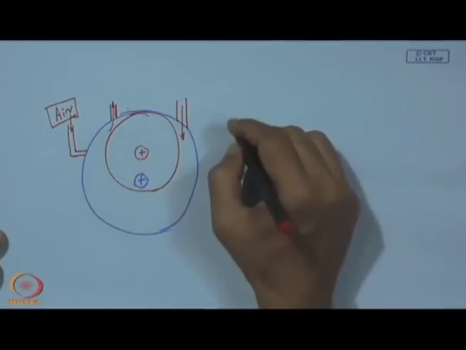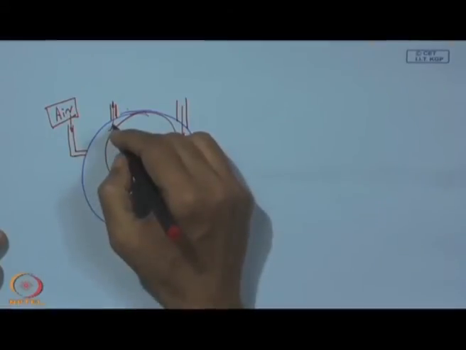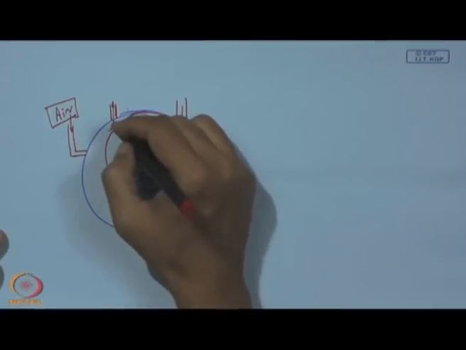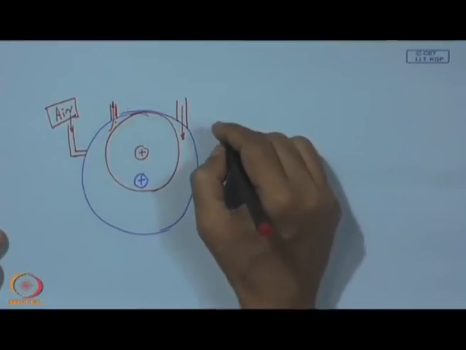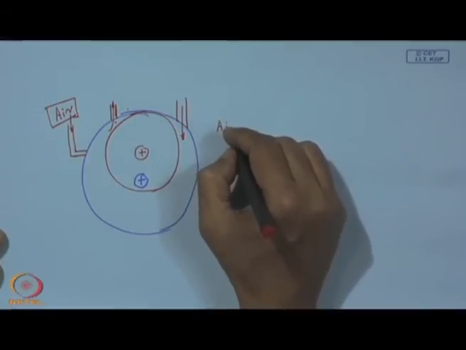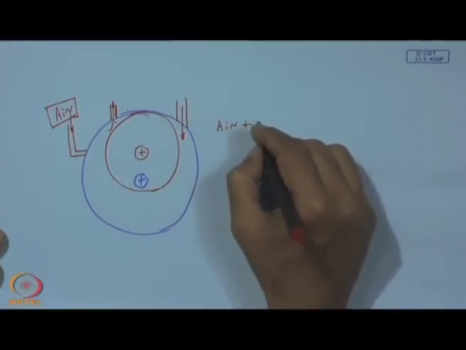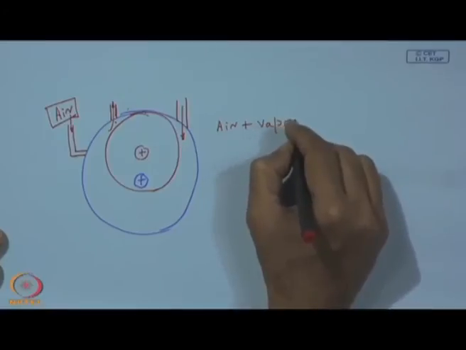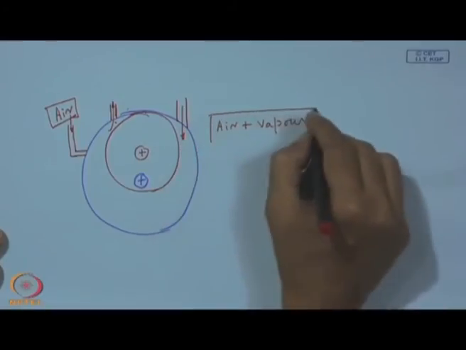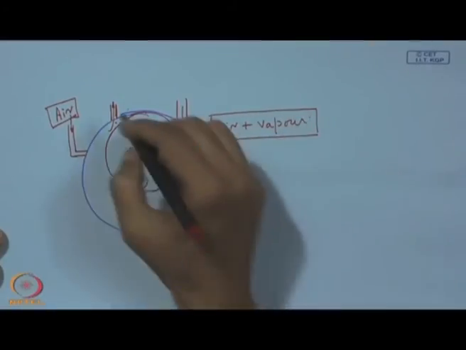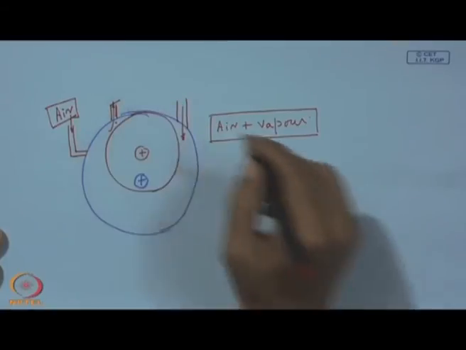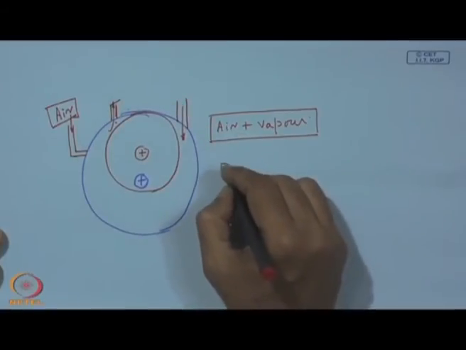So, now what we have, instead of this condensing liquid on this side, we have a mixture of air and this vapor. So, the whole idea here is that here we must have a pressure, ejecting pressure.